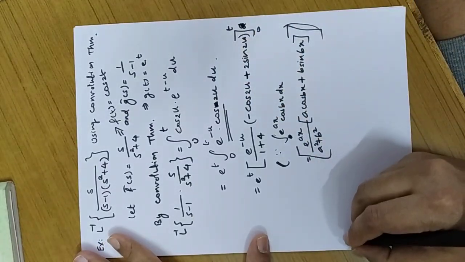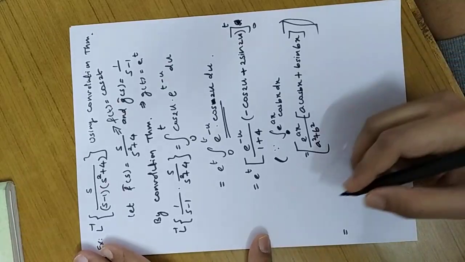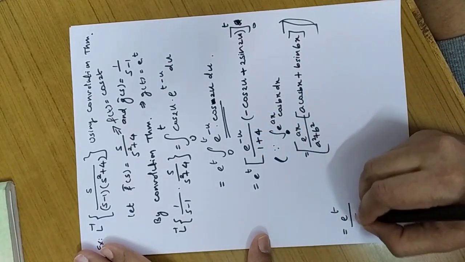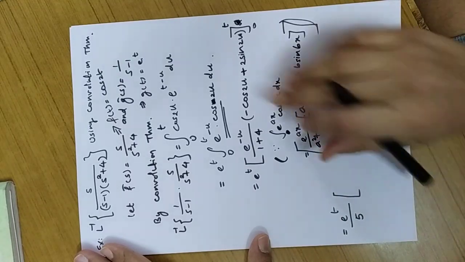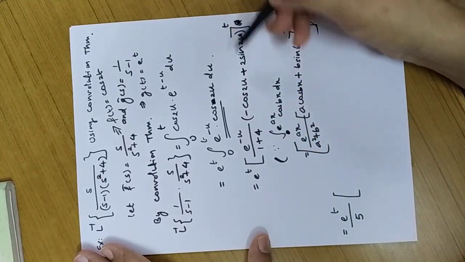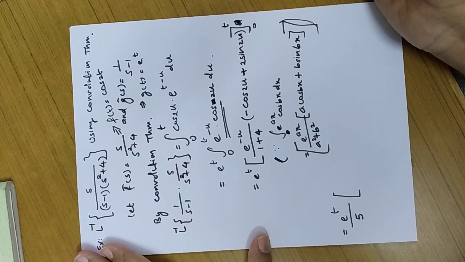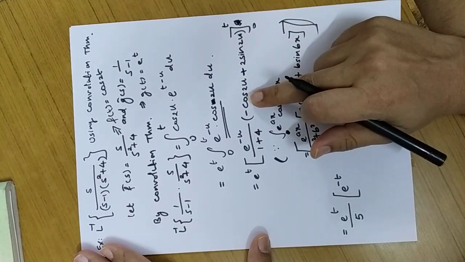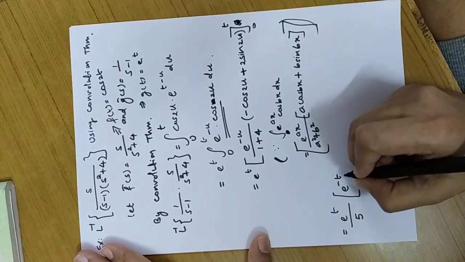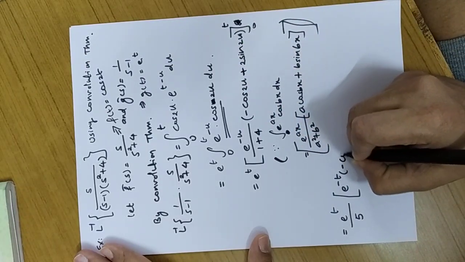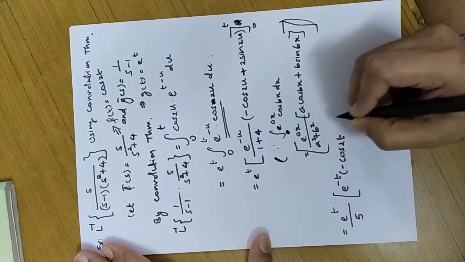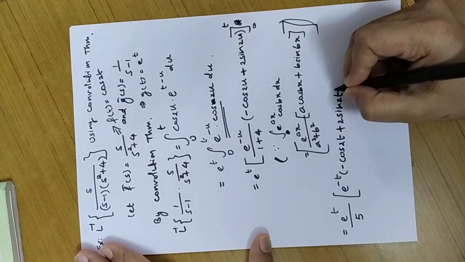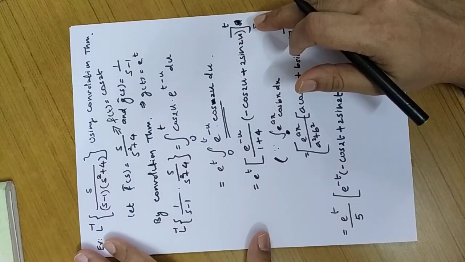Now substitute upper limit and lower limit. e raised to t, you can take as constant. Think about remaining terms. Replace u by t first. So it is e raised to minus t. Here when you replace u by t, this term will be minus cos 2t plus 2 sin 2t.